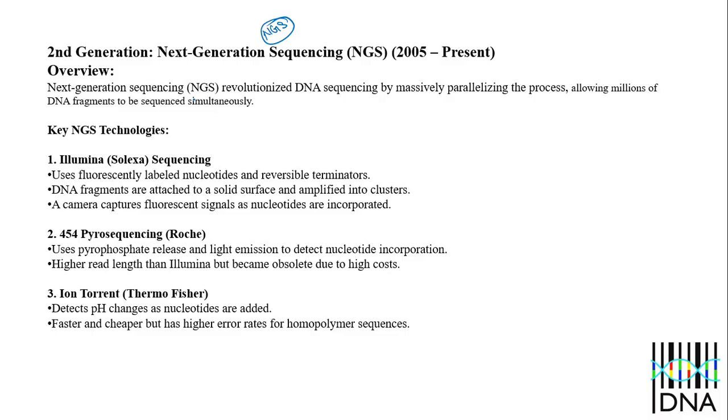Next generation sequencing is revolutionizing DNA sequencing by massively parallelizing the process, allowing millions of DNA fragments to be sequenced simultaneously. In this sequencing technology, we use Illumina sequencing, 454 pyrosequencing, and Ion Torrent sequencing. What is Illumina sequencing? We will discuss it in detail. Now we discuss 454 sequencing, also known as pyrosequencing.